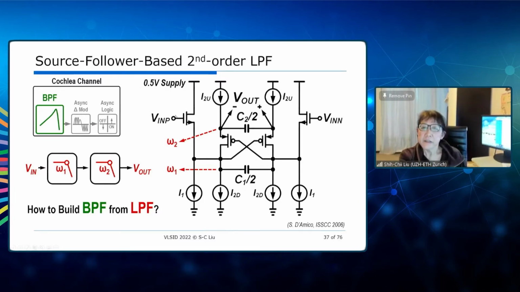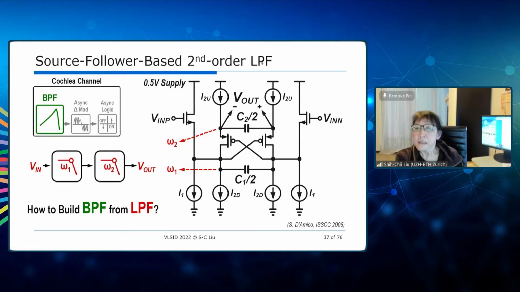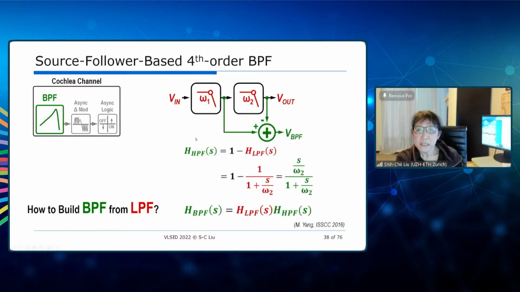And so you can see it uses a differential input. Here's the positive and the negative input. Here's the two capacitors and the two currents that, depending on the ratio, sets the center frequency of the filter. Now, the question is, how would you build a bandpass filter from a low-pass filter? The circuit that was presented in this paper was a low-pass filter. But what Minhao figured out was that you could take the output of the first filter, add it to the output of the second filter, and you would get a bandpass filter.